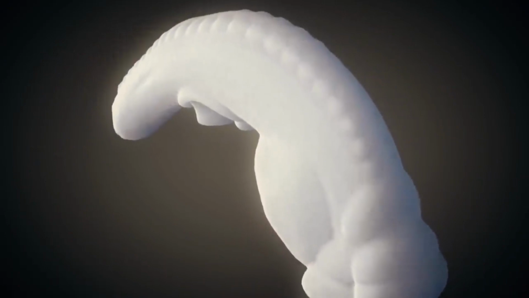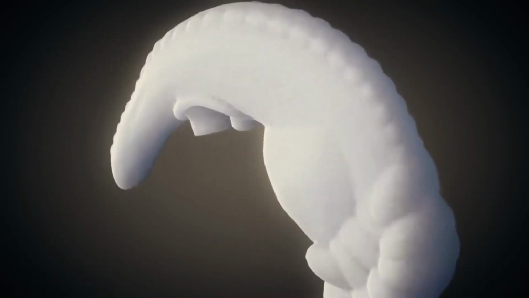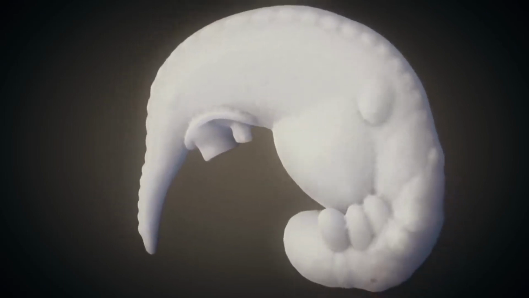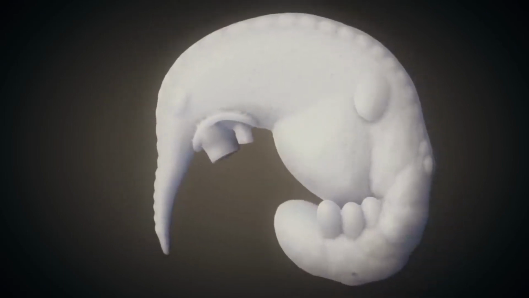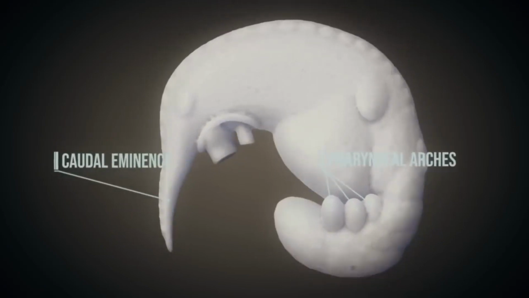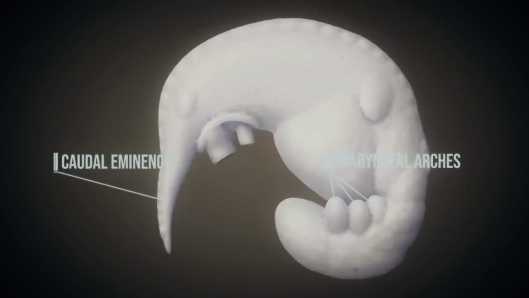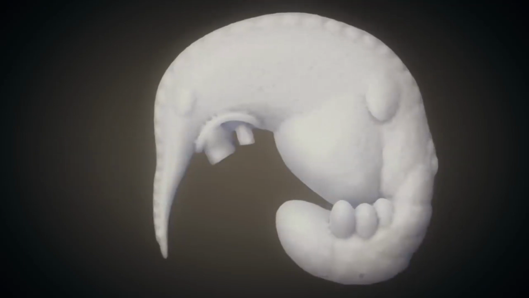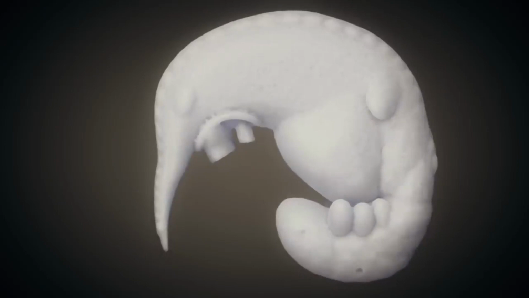During the fourth week, 3 pairs of pharyngeal arches appear. In addition, the upper limb buds are visible first, followed by the lower limb buds. The embryo is now curved in a C shape. The caudal eminence is tail-like in shape. The somites, which give rise to the cells forming the skeletal muscles and components of the skin, among other things, can still be identified.